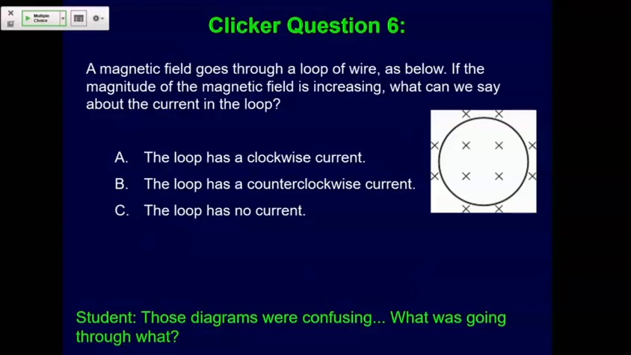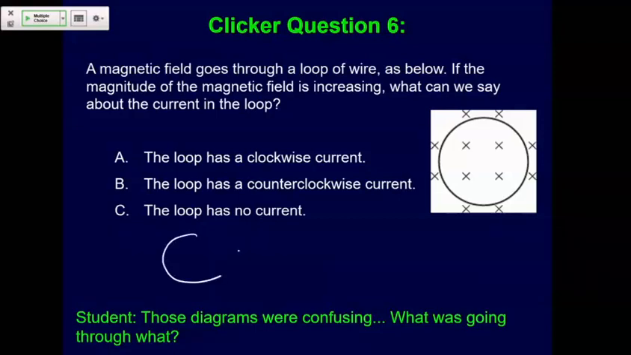And so here's how you look at one of these problems. I'm not sure if this is one from last night, but this is a similar one. Now we have this loop, and we show the magnetic field going through it. A magnetic field goes through a loop of wire as below. If the magnitude of the magnetic field is increasing, what can we say about the current in the loop? So I'll show you how I think about these things, and then we can go through and talk about it.